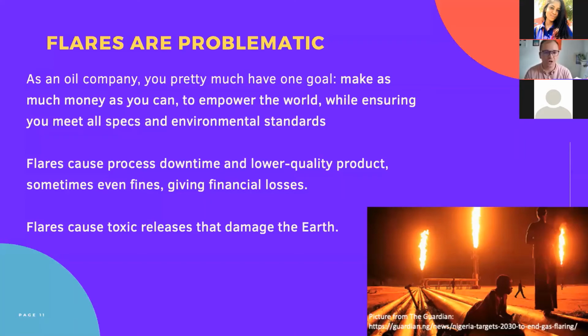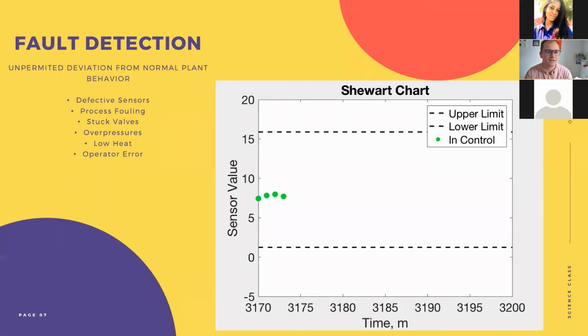And so we'll call that a fault, okay? A fault is an unpermitted deviation from normal plant behavior. So what that means is basically it's when something in your plant goes wrong and you didn't really mean it to. So there's a couple reasons why that could happen. I have some listed over there on the left-hand side.